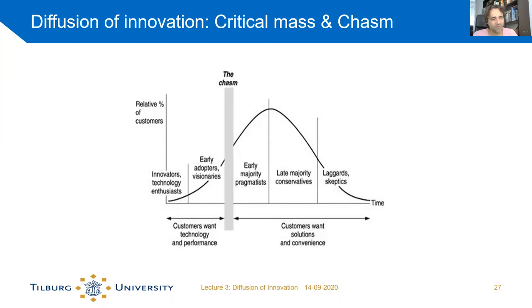So in the first place, people want the technology and want the performance. And in the second stage, from the early majority onwards, customers want solutions and convenience. So it's difficult to jump this gap and to not only explain why our technology is cool, but also to explain why it is useful for a larger market. And that's called the chasm.